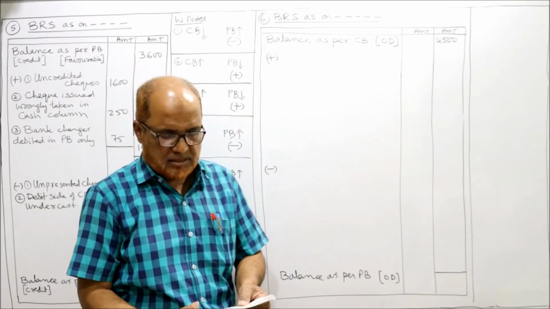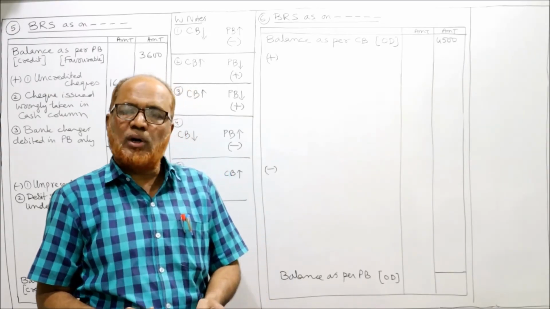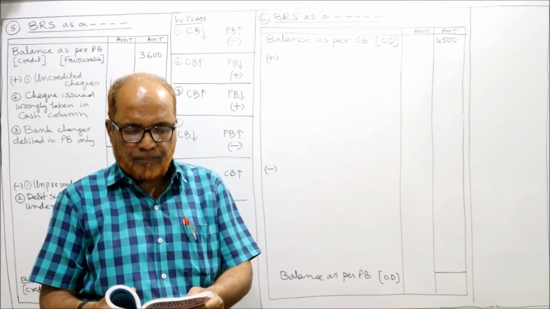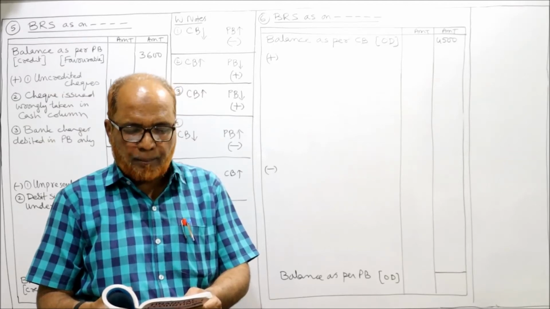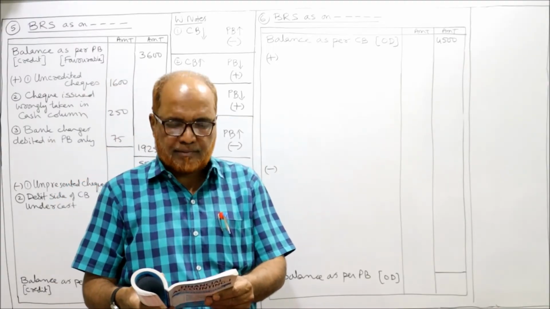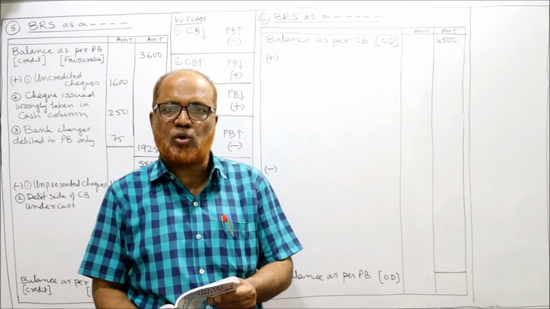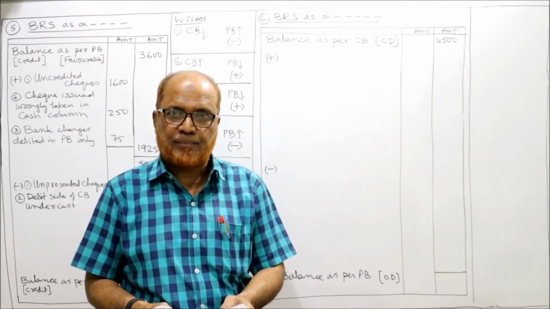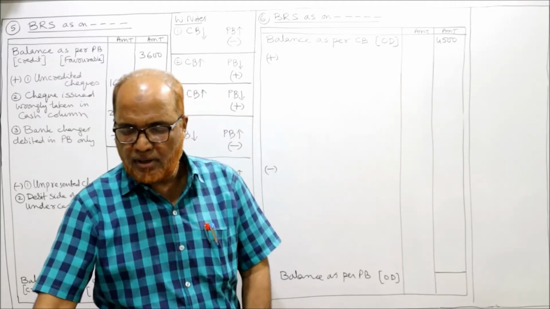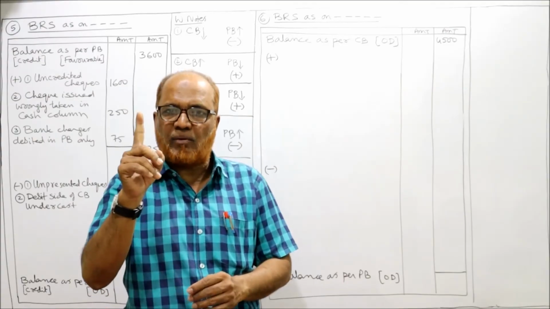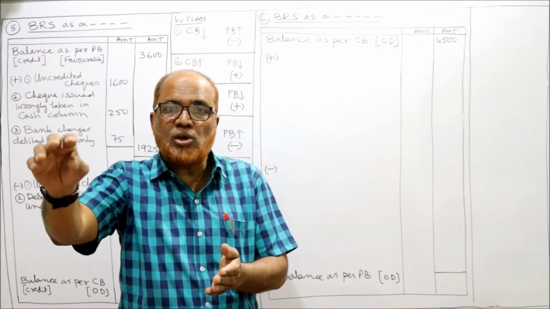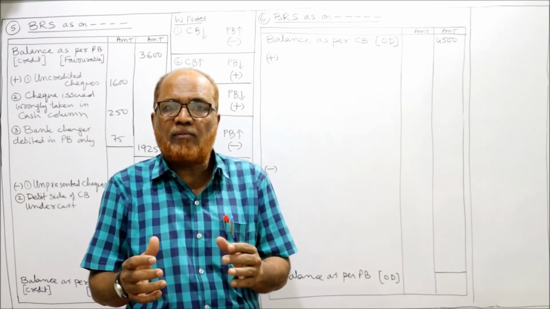Overdraft means unfavorable balance. Now 2 points are given, only 2 points. The first point is rupees 2,000 paid in account number 1 stands wrongly credited in the passbook in account number 2. See carefully. We have deposited 2,000 rupees in the bank in account number 1. But by mistake, the banker has wrongly credited in account number 2. Actually, we are preparing the BRS for account number 1. So in account number 1 it did not happen.